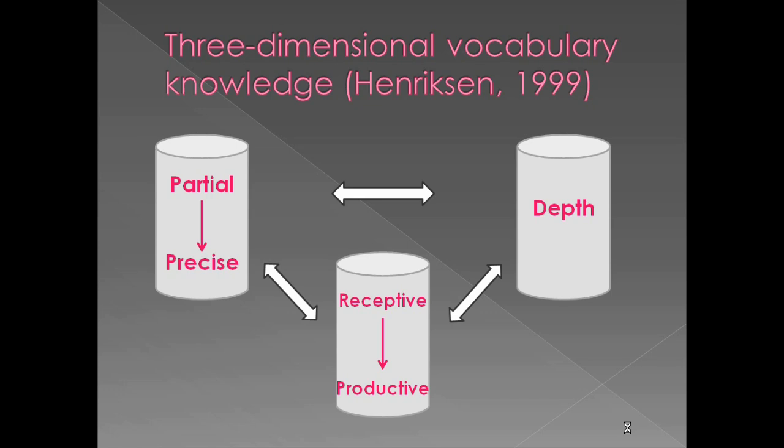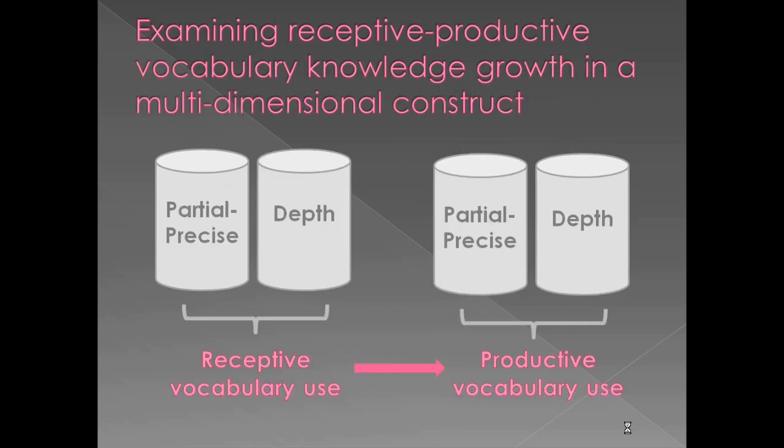We can see that the first two dimensions are associated with comprehension, while the third dimension, receptive to productive, is related to access and control of vocabulary knowledge, and also, say, use. And Nation said that vocabulary use is actually the reflection of comprehension. He also mentioned that receptive vocabulary knowledge should cover all the aspects in the partial to precise and the depth dimension. In other words, we could say that the partial to precise dimensions could be mastered at different levels: receptive vocabulary use level and productive vocabulary use level.